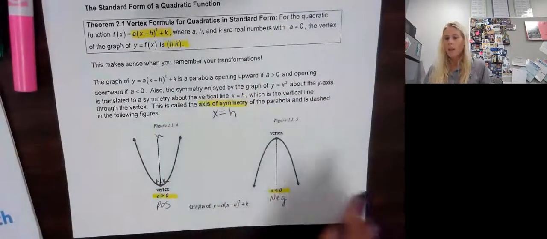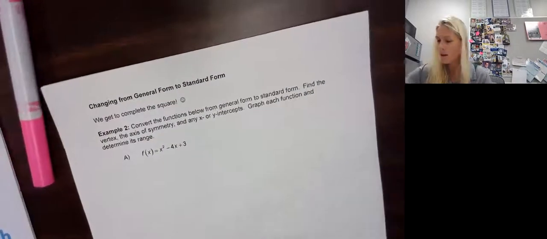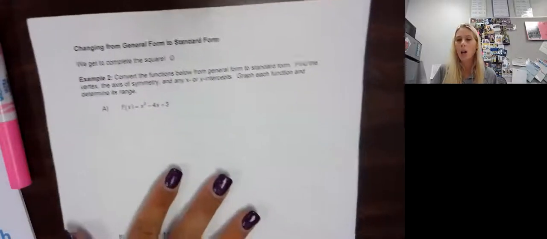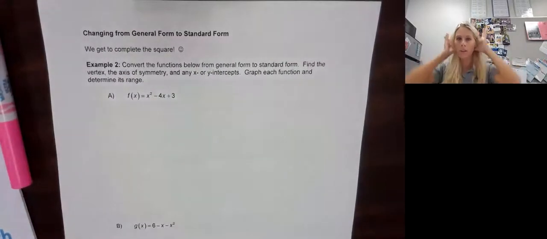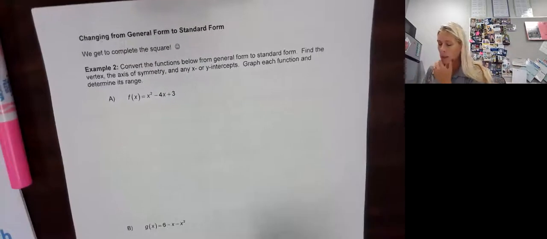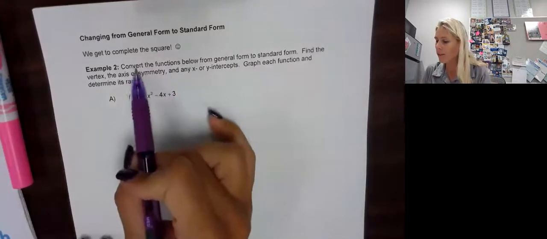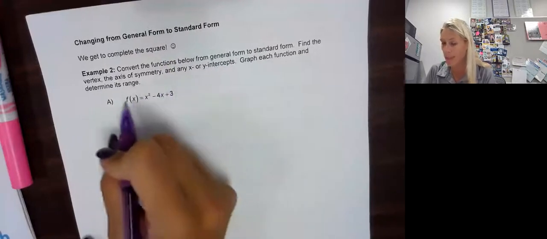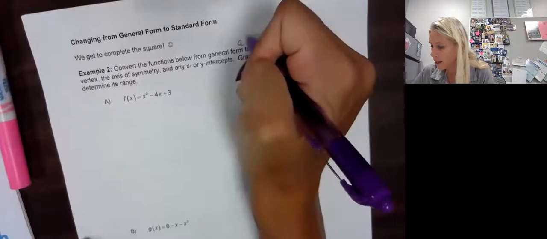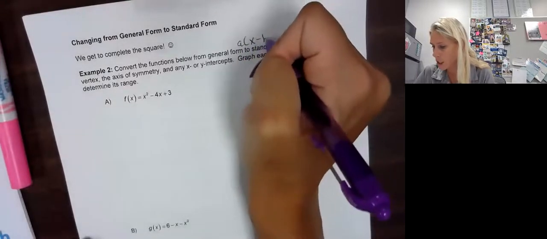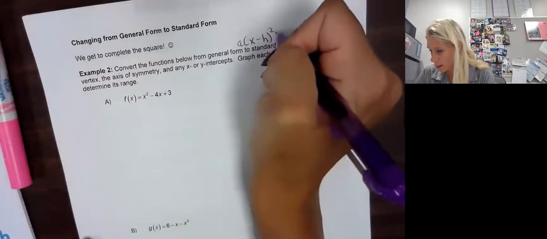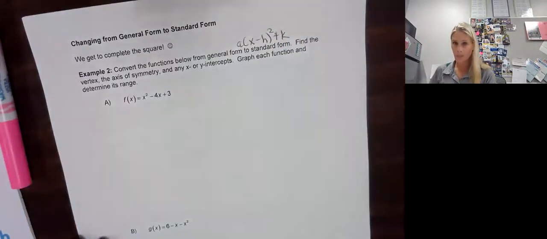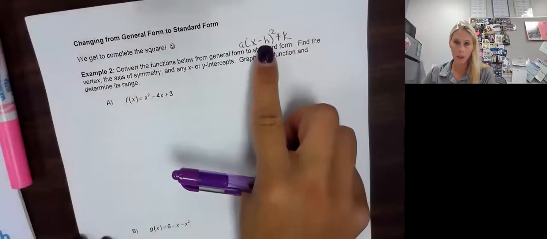All right. Now, this is where we're going to get into the nitty-gritty on things, okay? So pause if you need to, write down questions if you need to, review it again if you need to. First of all, what I like doing is when I read a question, I want to make sure I label everything I need. So right here it says convert the functions below from general to standard. That means I'm going from this form to a times x minus h squared plus k. This is where we need to complete the square, okay?